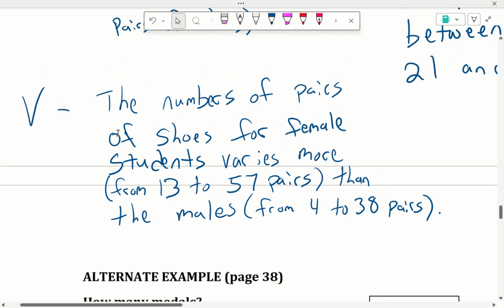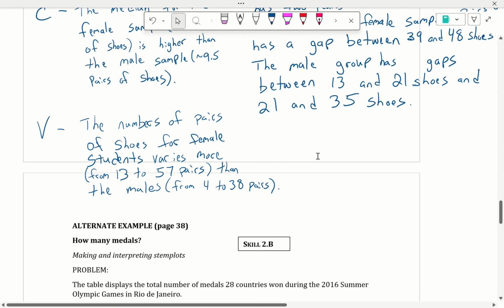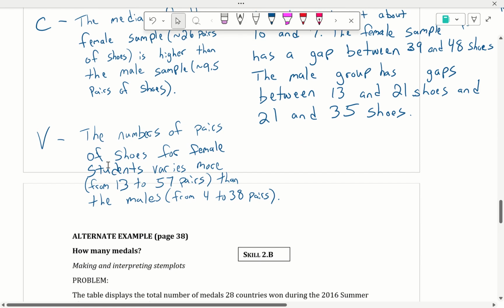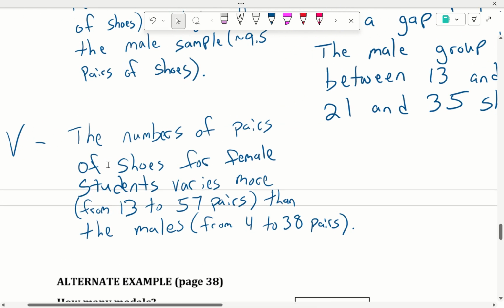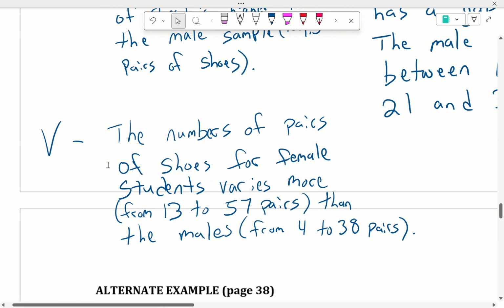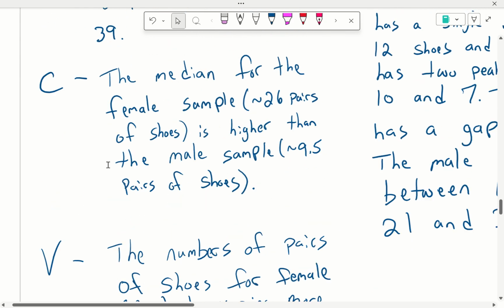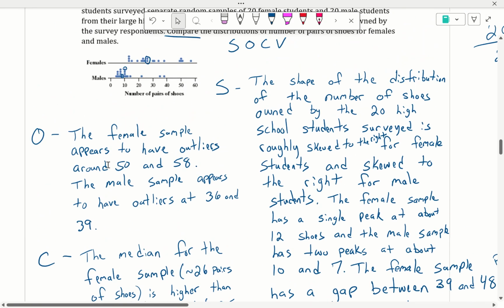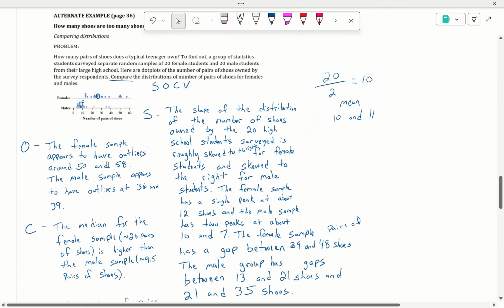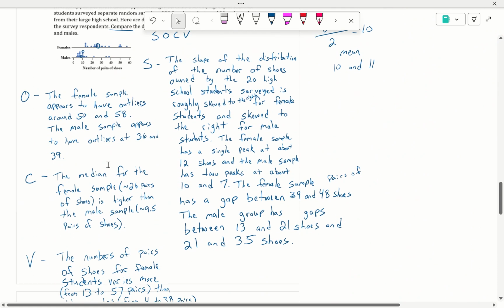Let's make sure a few things too. We're including our context here. Number of pairs of shoes for female students. We're talking about what the sample represents. We're talking about female students. We are talking about male students in this as well. We're talking about pairs of shoes. So let's make sure we're using language that represents what this distribution is, what it represents. That is something that you are graded on both in this course, but also on the AP exam.